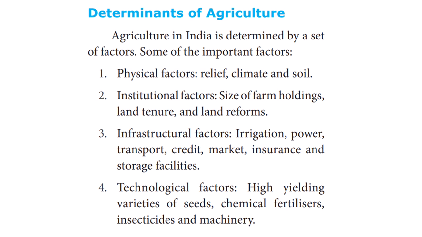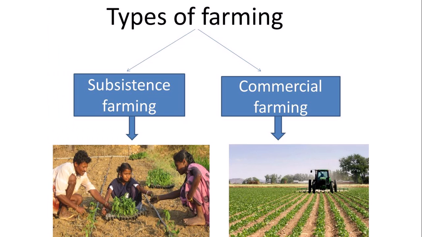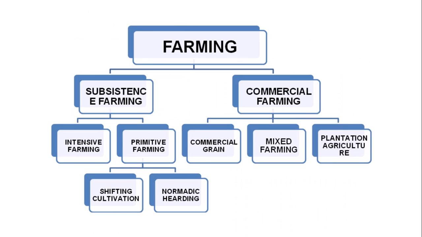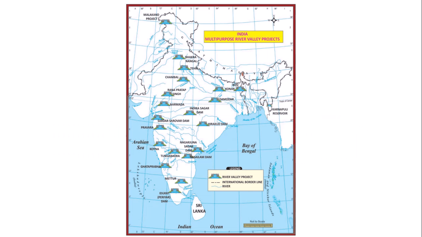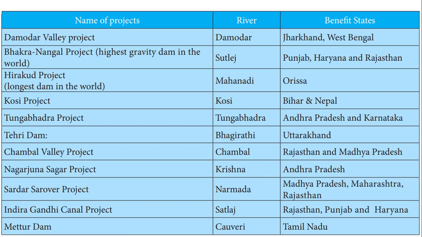Now types of farming. Subsistence farming we will see first of all. In this type of farming you find farmers grow crops with the help of family members and consume almost the entire farm produce with little surplus to sell in the market. Like sugarcane, oil seeds, crops and all that.